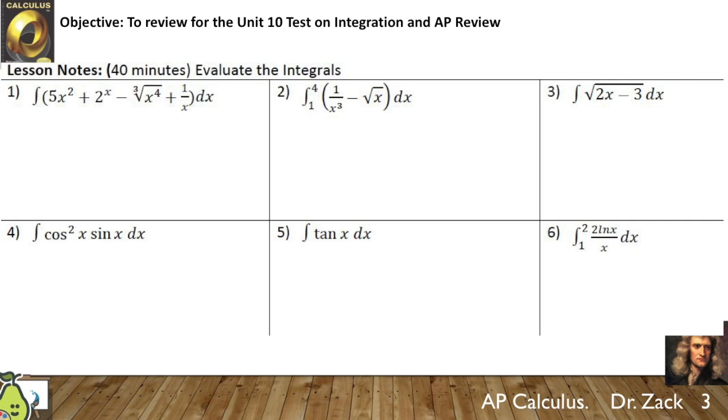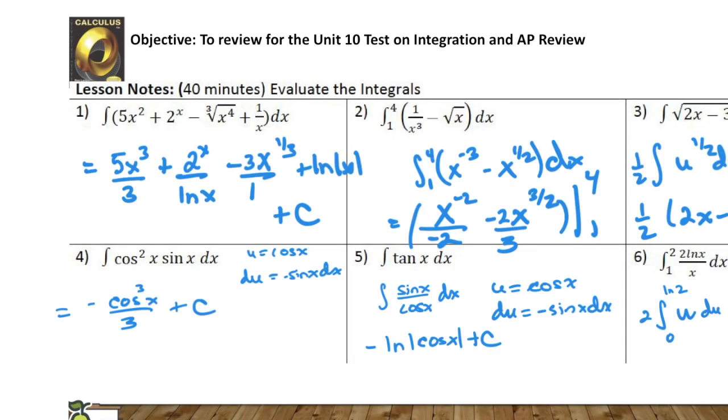For the first group of questions, you're just showing me that you know how to integrate. So get to work on questions 1 to 6, turn the video off, and afterwards check through some of your answers. All right, so for number 1, don't forget that plus C.